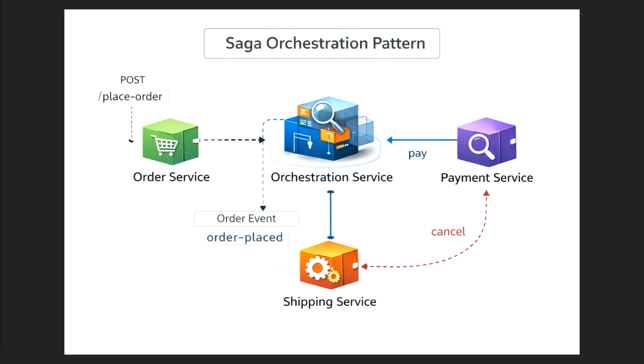Step 2. The orchestration service consumes this event and executes the business workflow. It calls the payment service using the pay endpoint. If payment succeeds, the saga continues. The order moves forward. If payment fails, the saga must compensate. The orchestration service calls the order service's cancel endpoint. The order is moved to a cancelled state. Consistency is restored, with no distributed locks and no partial failures.